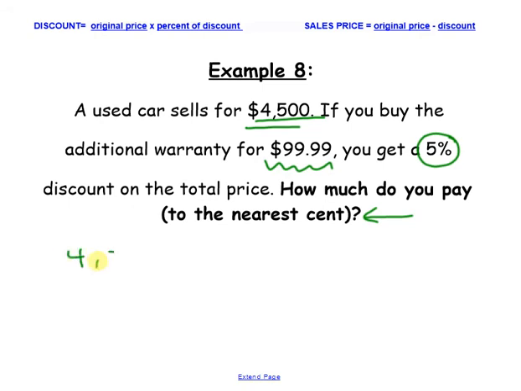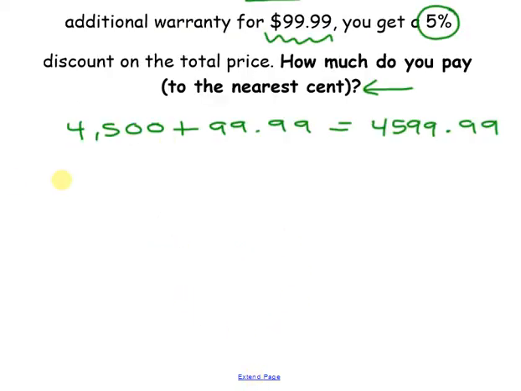So we have 4,500 plus $99.99. Go ahead and add those up. You should get $4,599.99. Okay, now let's go ahead and calculate our discount. So we have $4,599.99 times 5%. Well, here's my 5%.